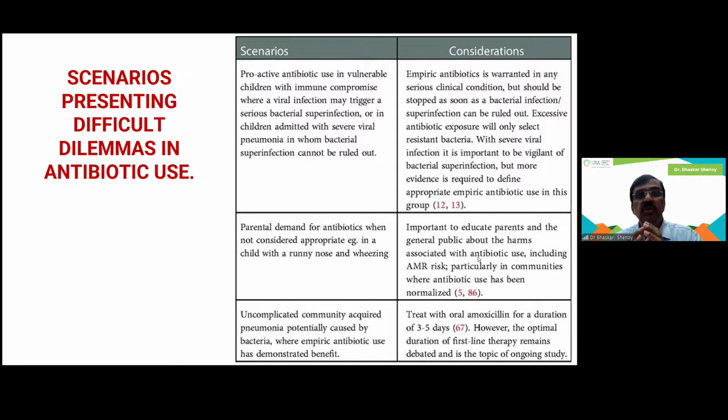There are some scenarios. One scenario is the immunocompromised child, where you have to give antibiotics and start immediately. Otherwise, the child will get either a bacterial superinfection or worsening of the symptoms, because he is immunologically at a lower level. The second is a parental demand for antibiotics when it is really not required. For example, a child comes with a running nose or a wheeze. Then our job becomes to educate the parents about the risk of antibiotics and the long-term effects. So this is what we have to do.